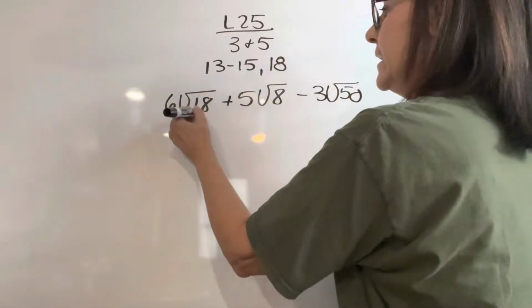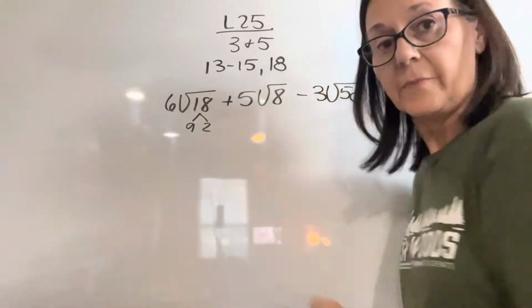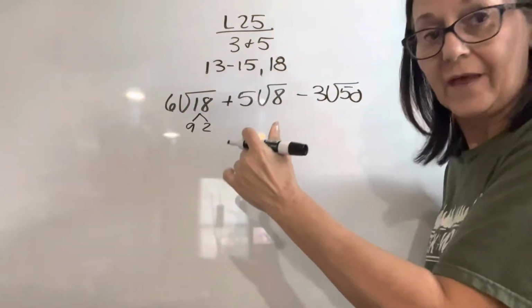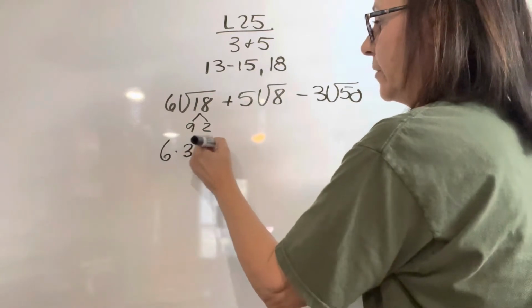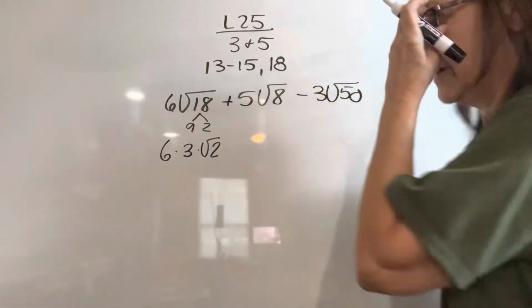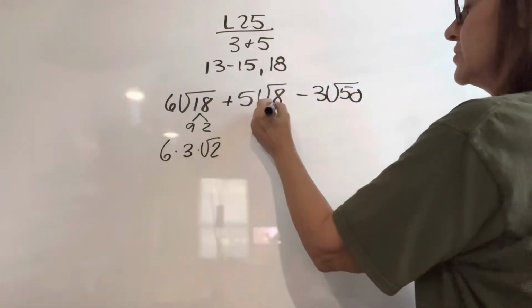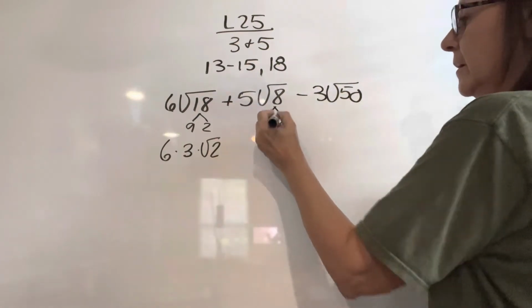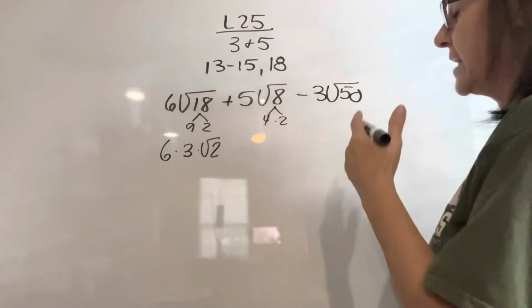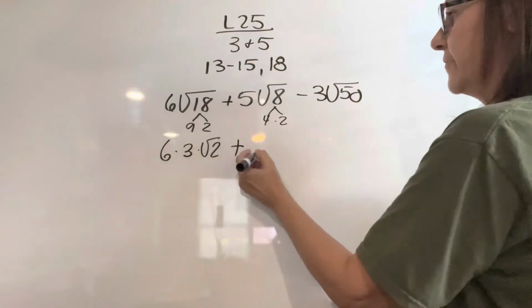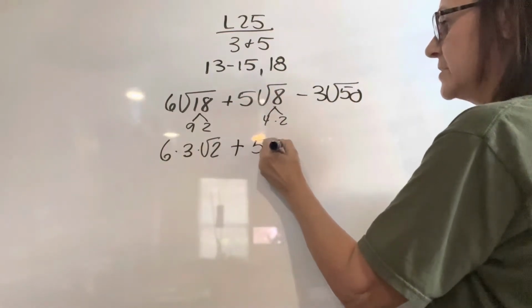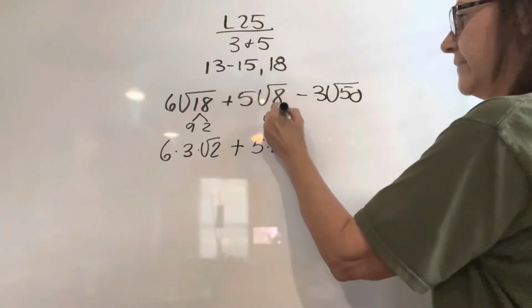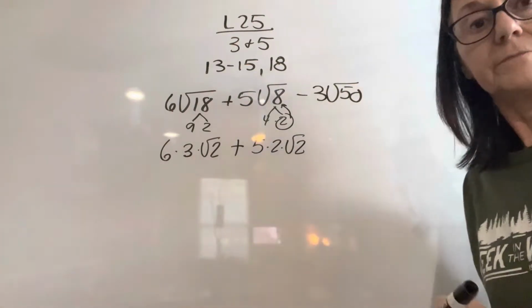Because 18 is 9 times 2. 9 is a perfect square. When I unsquare that, it becomes 3. So it's 6 times 3 times square root of 2. All right, that's that first term. I can unsquare a 4 from the 8 because 8 is 4 times 2. So that becomes, when I unsquare it, a 2. So it's 5 times 2 times square root of 2 is left under the radical.